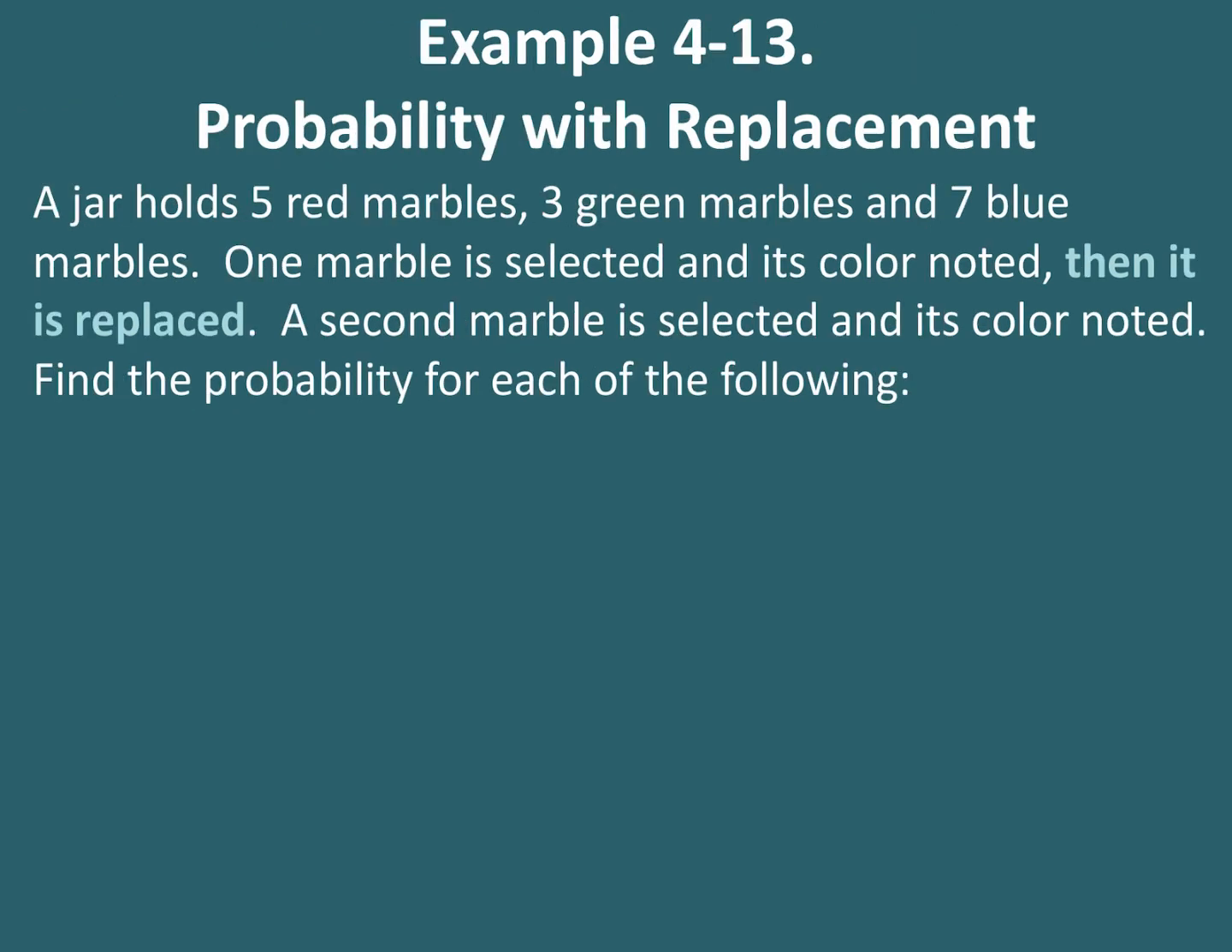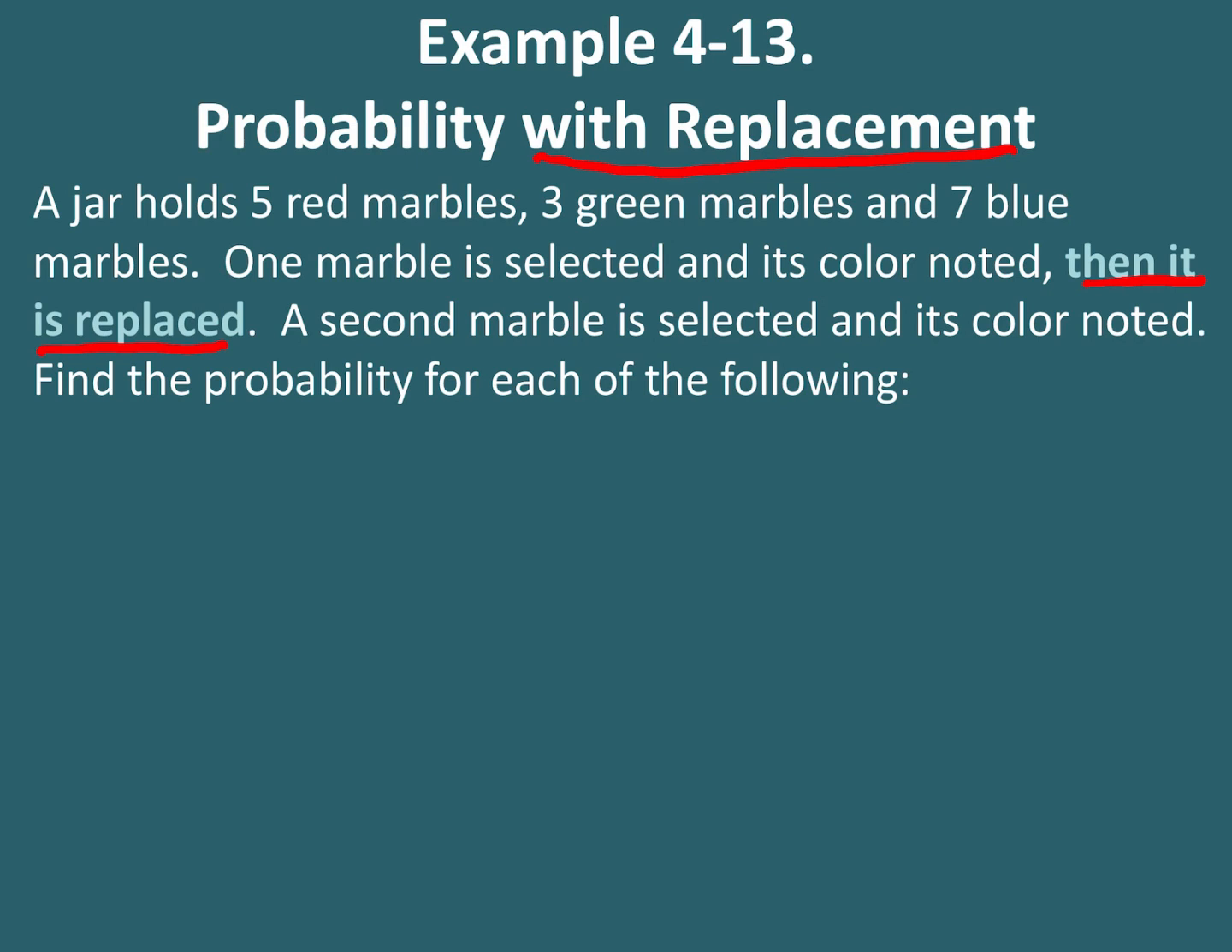Let's look at another example. Probability with replacement. Whenever you see the words with replacement, you're pretty much guaranteed that you're dealing with independent events. A jar holds 5 red marbles, 3 green marbles, and 7 blue marbles. One marble is selected and its color is noted. Then, very important, it is replaced back into the jar.